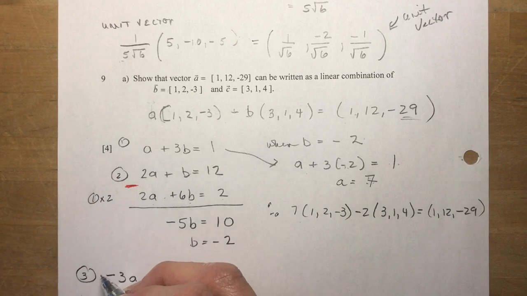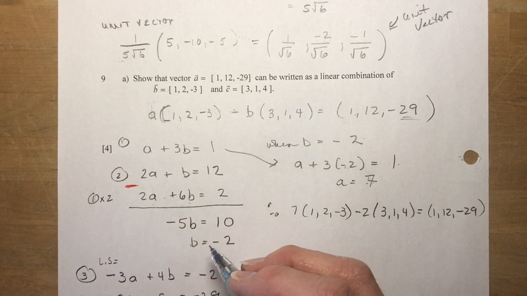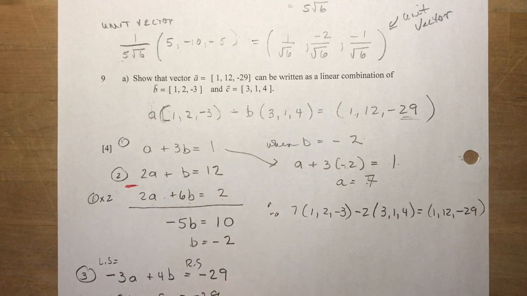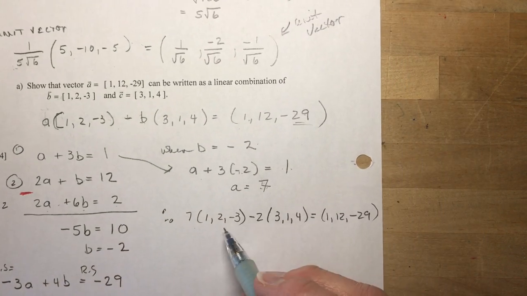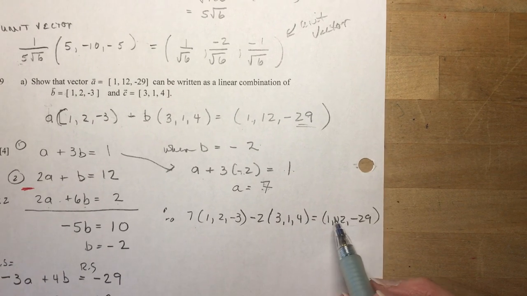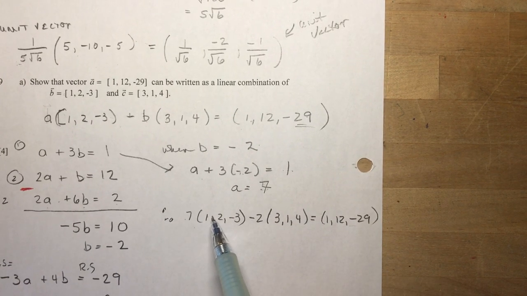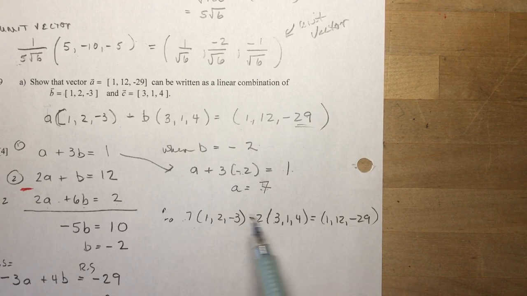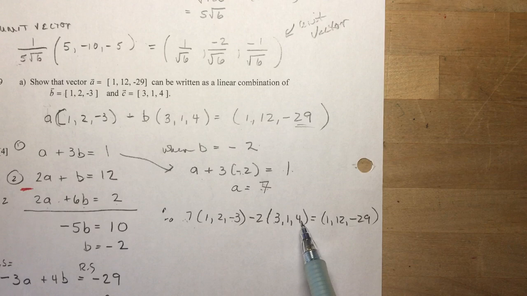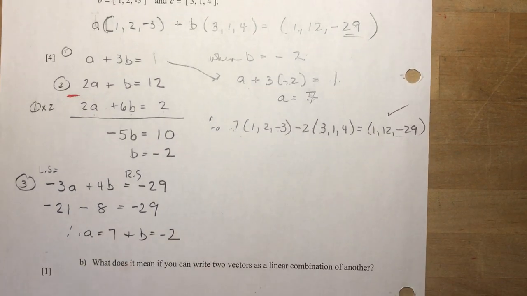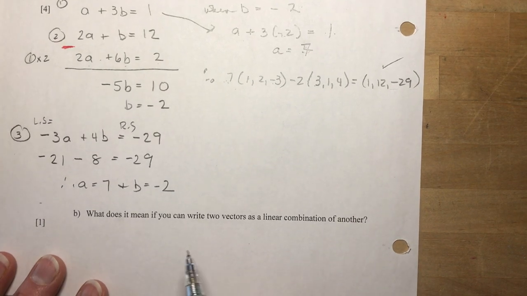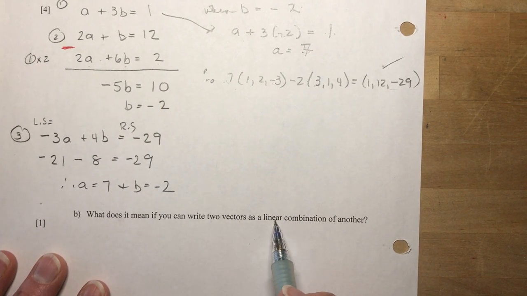Now, you could have done that as a left side, right side. I don't know, it depends on your teacher. So, therefore, A equals 7 and B is equal to minus 2. And again, you could do a quick check if you got lots of time on your test. So, 7 minus 6 is 1 and 14 minus 2 is 12 and minus 21 minus 8 is minus 29. It all works.